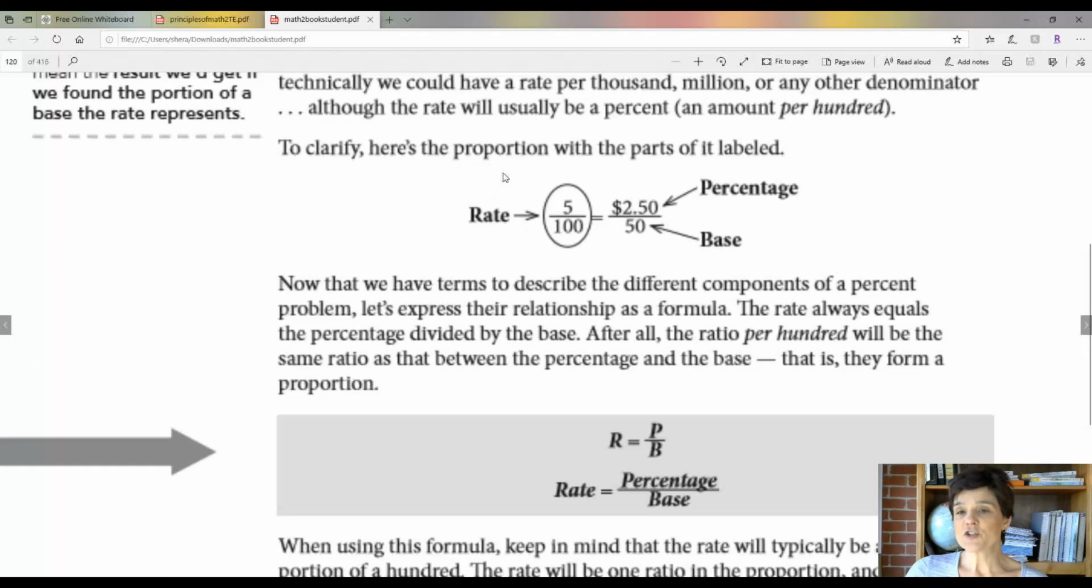So to clarify, here's the proportion with the parts of it labeled. Okay, this is our rate. This was our percentage. This was our base. You'll need to know these names, I believe.